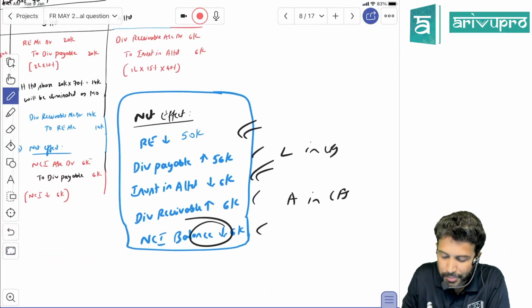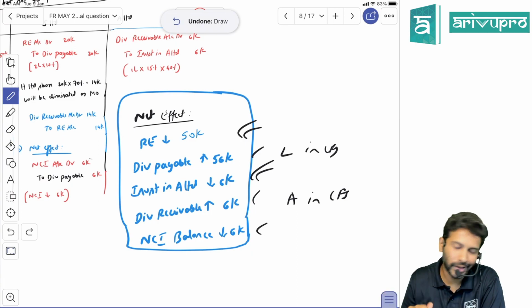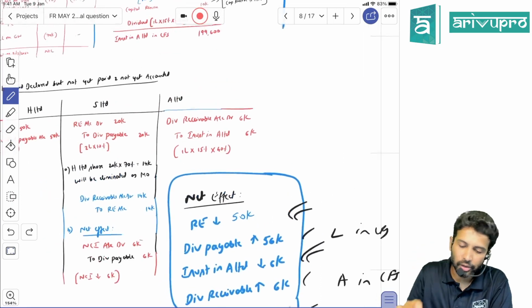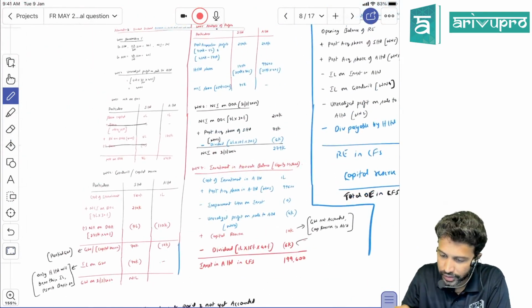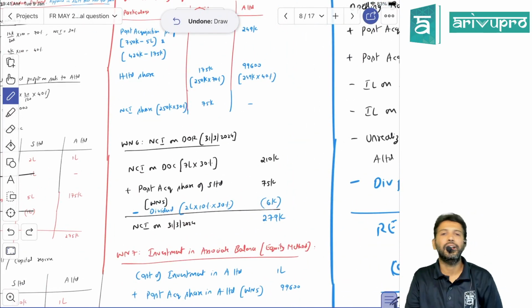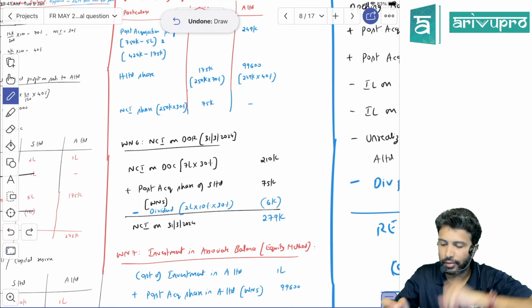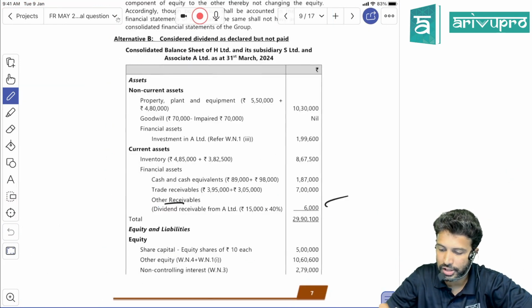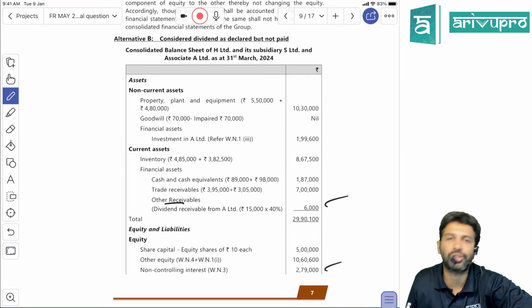Next, NCI balance: you have debited, so its balance will reduce by 6,000. So come to the NCI working note and check if it is reduced by 6,000. Where is the NCI working note? Yeah, here I've reduced dividend by 6,000. So NCI balance has become 279. Previously, if you remember, it was 285. From 285, it has become 279. Check if you want in the consolidated balance sheet. NCI balance is 279.